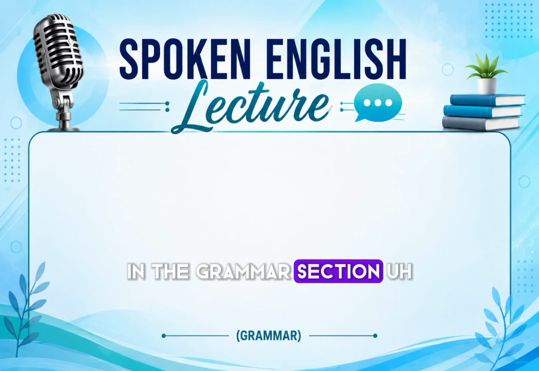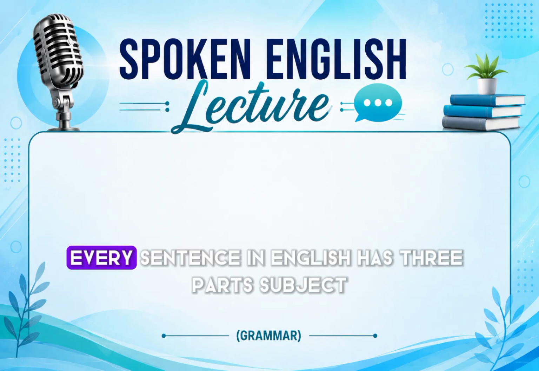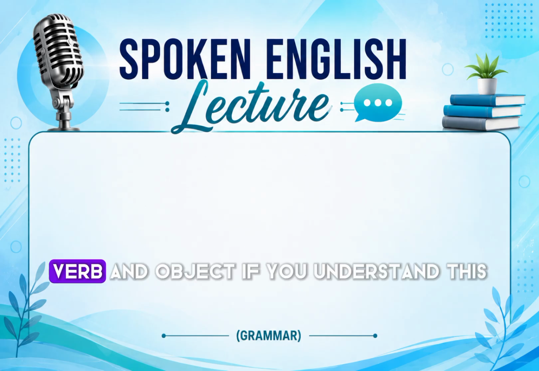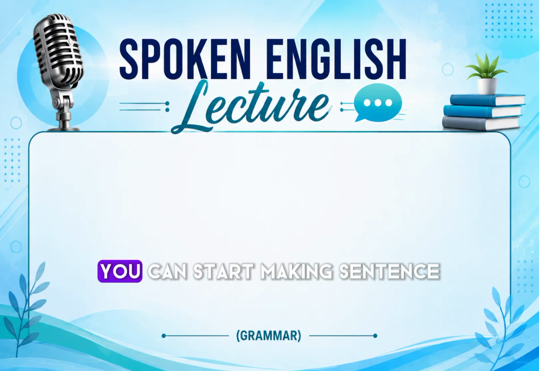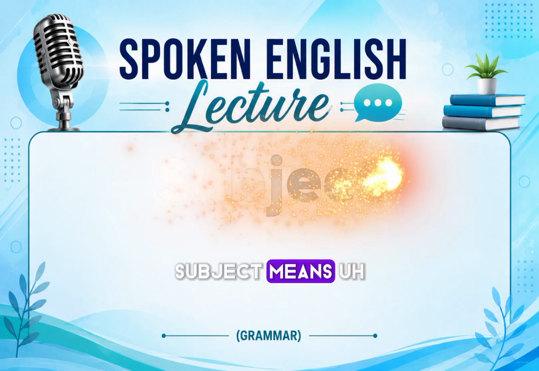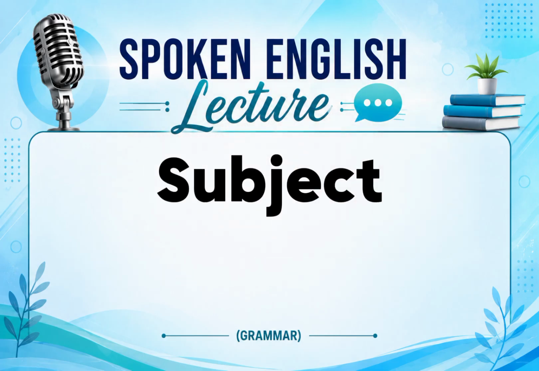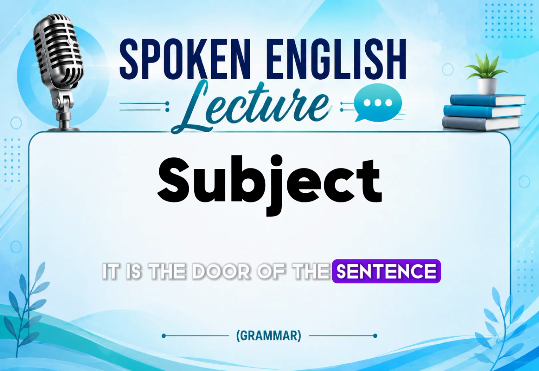In the grammar section, we will keep it very simple. Every sentence in English has three parts: subject, verb, and object. If you understand this, you can start making sentences. Subject means who or what is doing the action. It is the doer of the sentence.